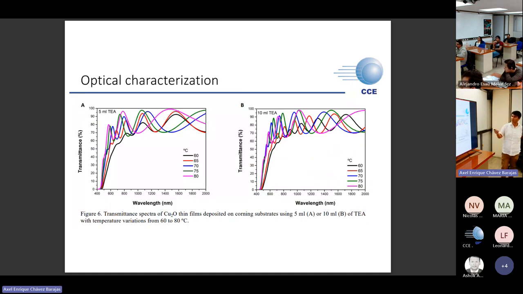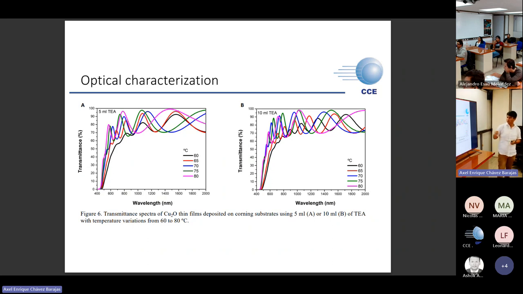In the other case, in the transmittance, we didn't observe this kind of fringe or constructive interference. So these are related: as the number of interferences increases, it means that we have a thicker film. If you have the time to see the paper, if you count the waves, you can see that as the number of waves or fringes increases, we have a thicker film.